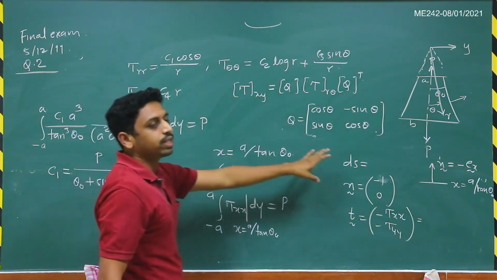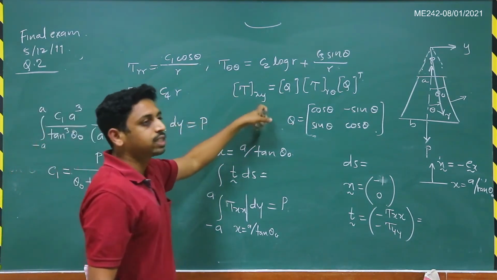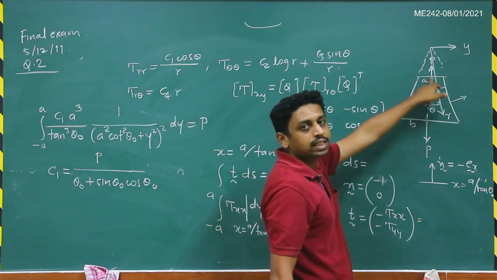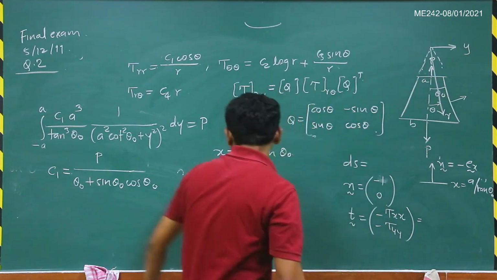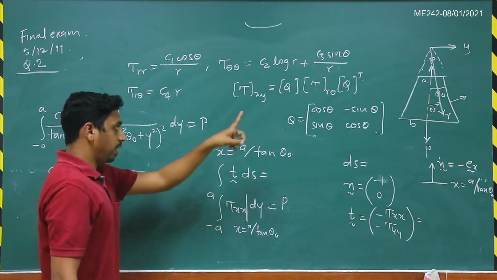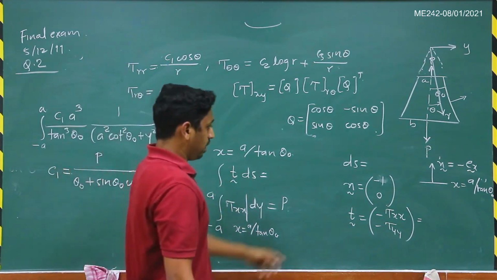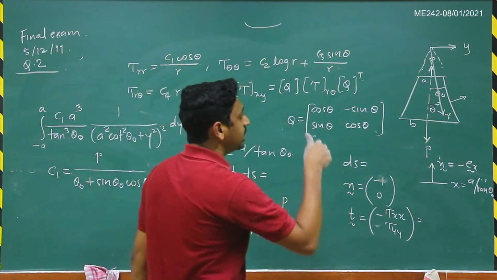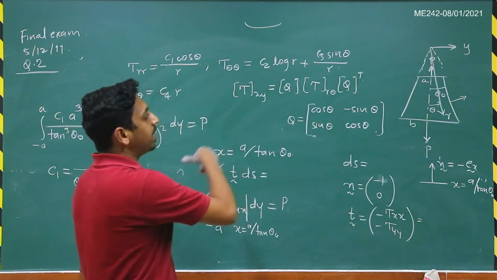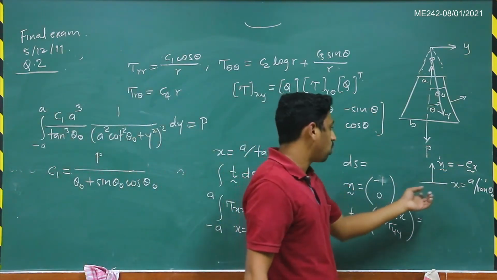After getting all these expressions for tau xy, tau yy and tau xx in terms of x and y, now we'll use the boundary condition that the net force acting on the surface x equal to a by tan theta naught will be equal to p. Again, the net force acting on any surface will be given as the integration of t ds, where ds is an area element. We are considering unity thickness, so this ds will be simply dy, running from minus a to a. And this t we can find from the Gaussian relation.